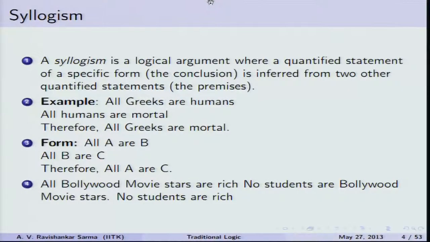For example, if you say all Greeks are humans, in that, all is said to be a quantifier. All humans are mortal, therefore all Greeks are mortal. So this exhibits a specific form: all A's are B's, all B's are C's, so all A's are C's. A syllogism is a specific kind of logical argument in which two categorical propositions are combined. I will talk about what I mean by categorical propositions. They are the same as quantified statements.